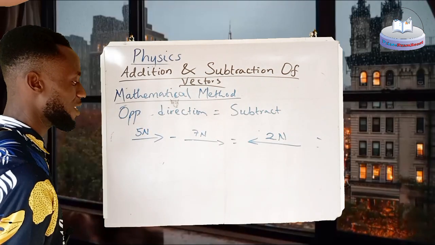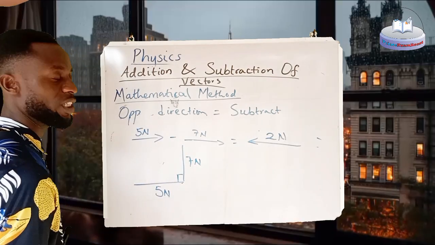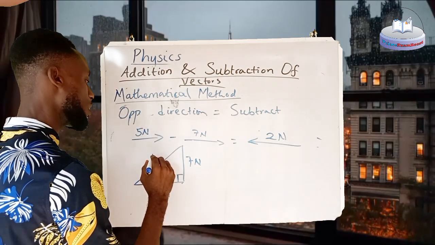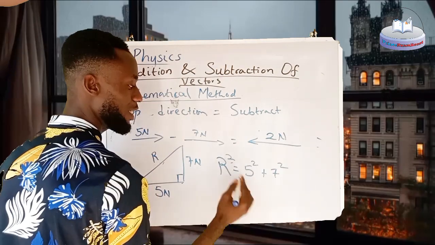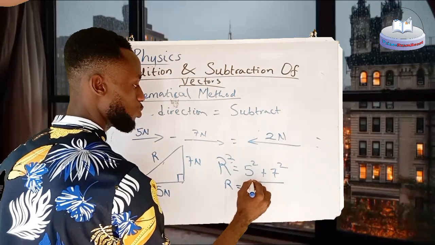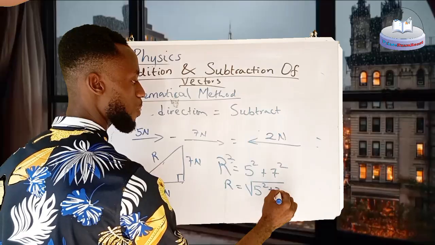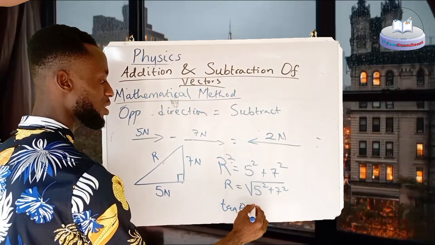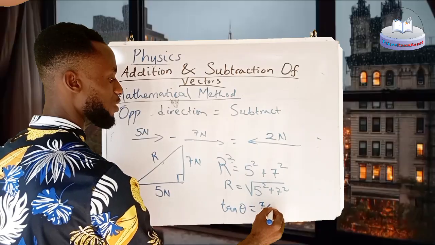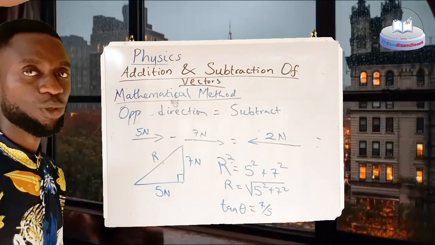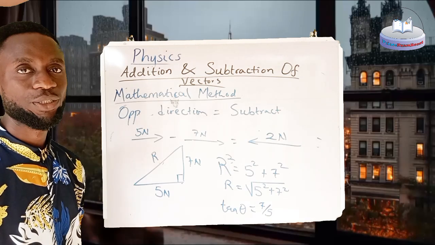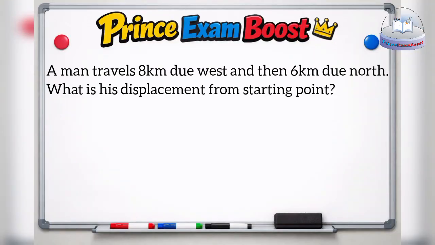What if they are at right angle to each other, both acting at 90 degrees now? For that third method, simply use Pythagoras rule to get the resultant. And at the end of the day, you get your arrow with the square root of everything there. If you want to get direction, you just do tan theta, the same way we did it last time, will be 7/5. So there is no problem. These are the 3 special cases: same direction, opposite direction, and then perpendicular to each other.